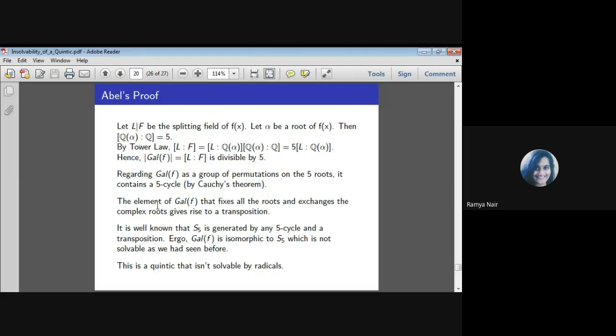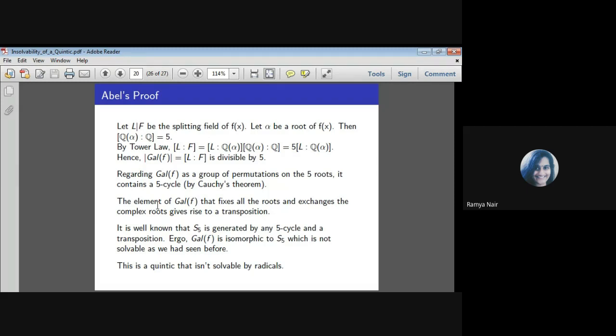So it's known that S5 is generated by any 5 cycle and a transposition. These are all results in group theory, which I don't know if you have seen, but they are interesting results. Once you know them, this proof becomes very obvious. In case you don't know it, you can just believe me. So S5 is generated by any 5 cycle and a transposition. So you get a 5 cycle and a transposition. So the image of the Galois group under that homomorphism has to be the whole group.